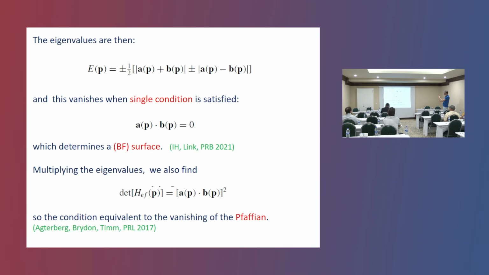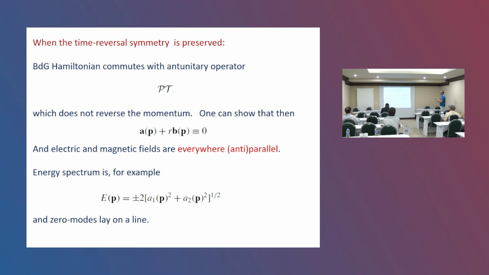So the problem then becomes, why is this sometimes 0 actually, and what does that have to do with time reversal? Well, it turns out when time reversal is preserved, there is an additional operator that in fact forces the A and B vectors to be always either parallel or antiparallel. So they're never orthogonal to each other and there is no surface. In that case, we again end up with a line and the spectrum basically looks like this.